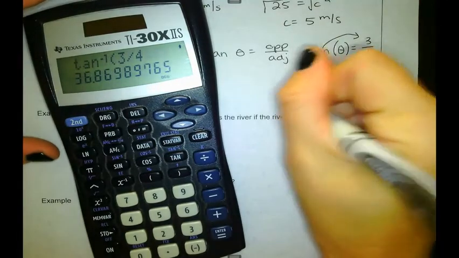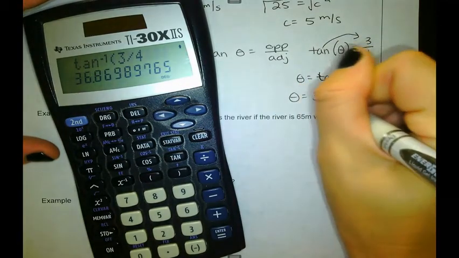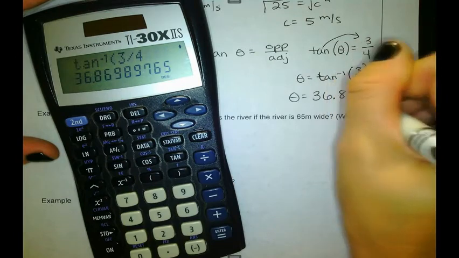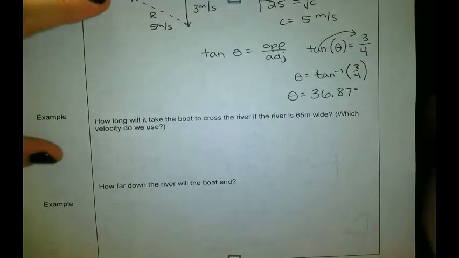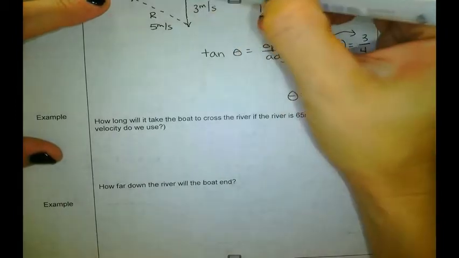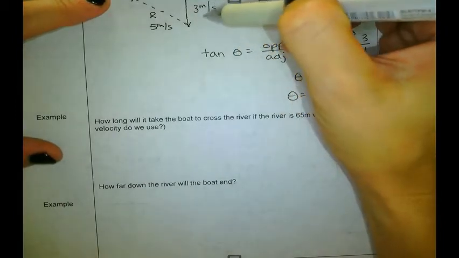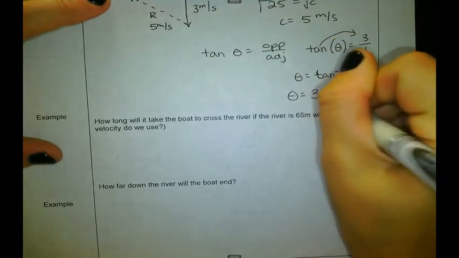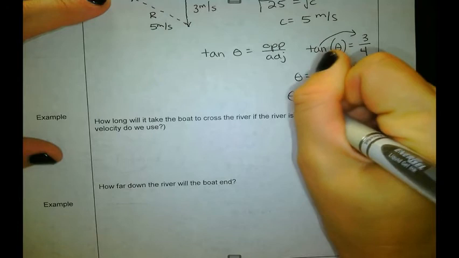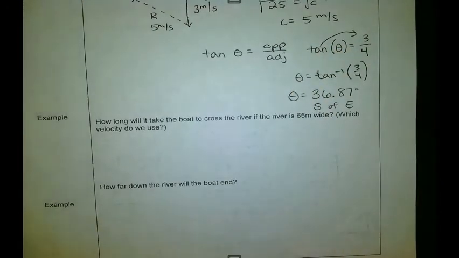That angle is going to be 36.87 degrees. And I want to know direction. So this was east and this is south. Where I went first is listed second. Where I went second is listed first. So south of east.